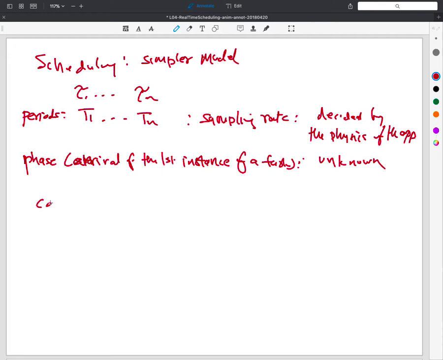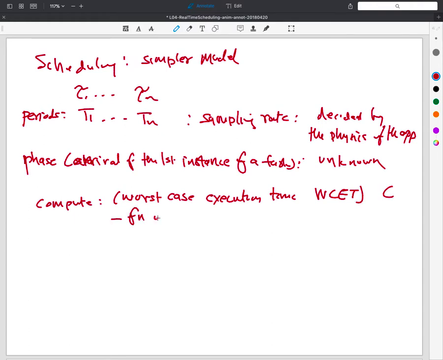And then finally, we had the compute time. And in particular, we had the worst case execution time, often called WCET, and that we had it as C. Now, this is obviously a function of CPU. So CPU frequency and CPU type, right?